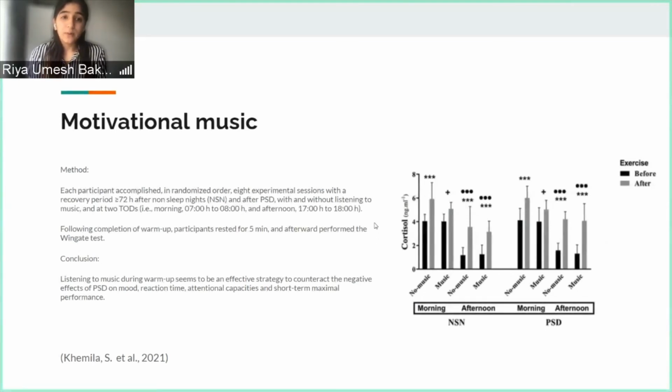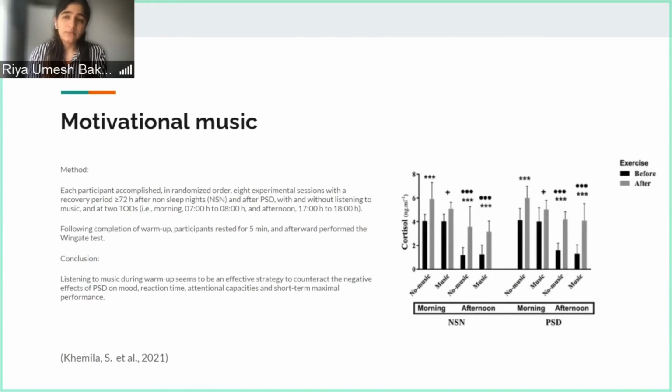Next, we moved on to motivational music. The method was that each participant accomplished in random order 8 experimental sessions with a recovery period of 72 hours. That is, this test was conducted over a period of 30 days, and it was either with or without listening to music, and either they had normal sleep nights or they were partially sleep deprived. And this was conducted at 2 times of day, either in the morning or in the afternoon.